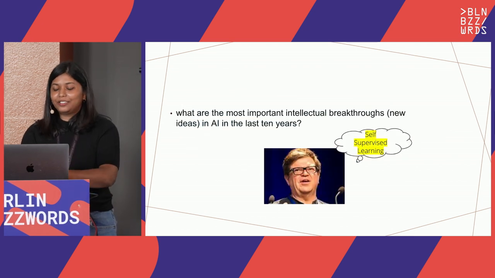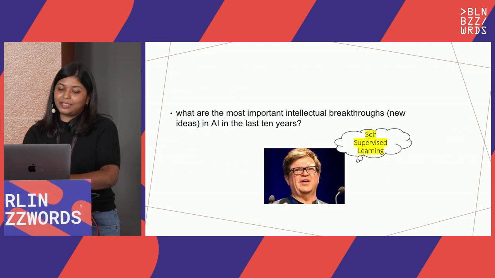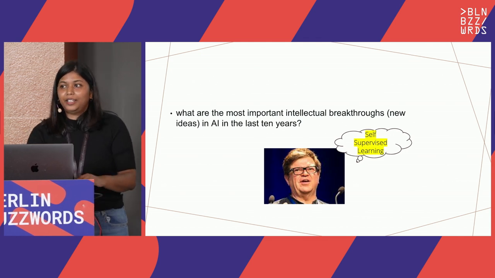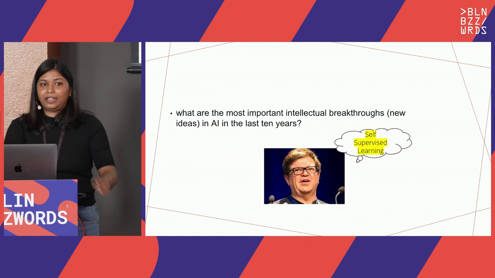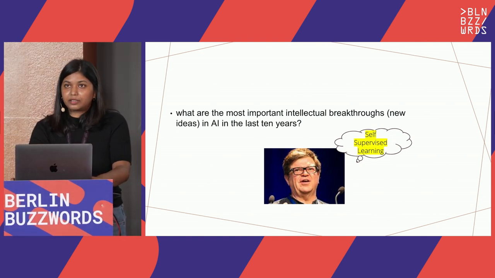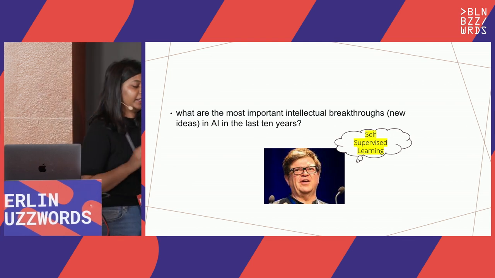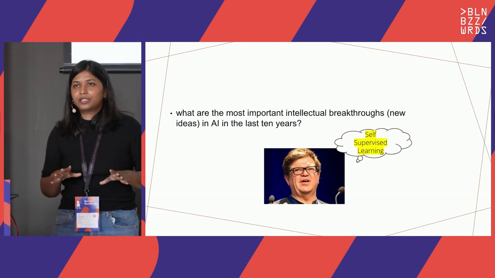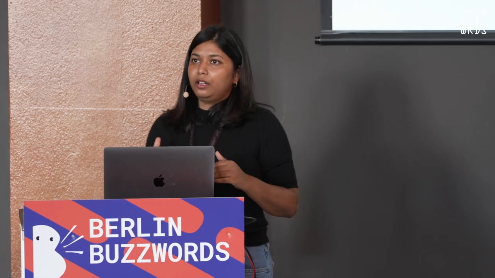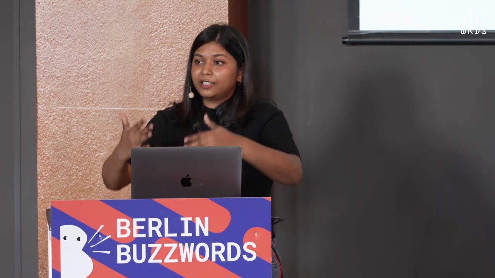Another wise man was asked, "What is the most important intellectual breakthrough in AI?" LeCun said, "It's self-supervised learning," and I totally agree with him on this, because he released a paper called The Dark Matter of Intelligence. It basically says AI can only become intelligent enough when it has common sense. And to add this common sense, we need self-supervised learning.